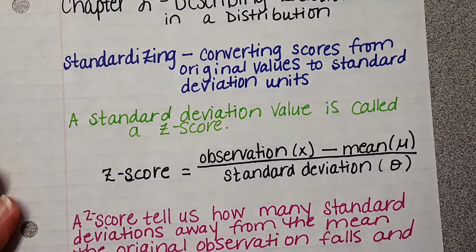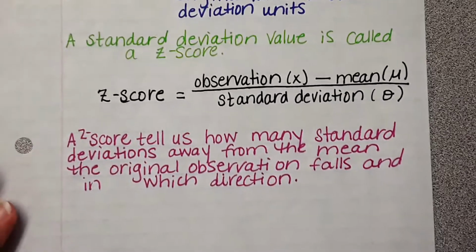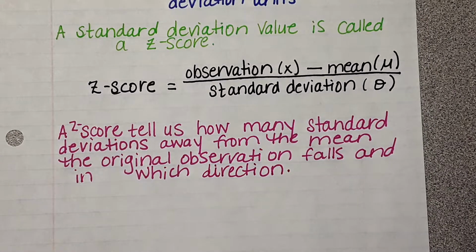That's the nice thing about a z-score. You can tell, and you should know, whether your z-score is going to be positive or negative by looking at your original observation. So if your original observation is less than the mean, then you know that your z-score should be negative, because that means your observation is below the mean.